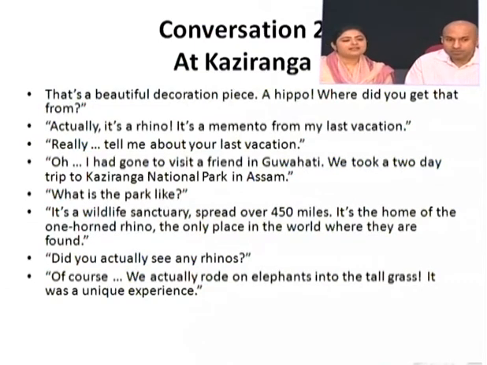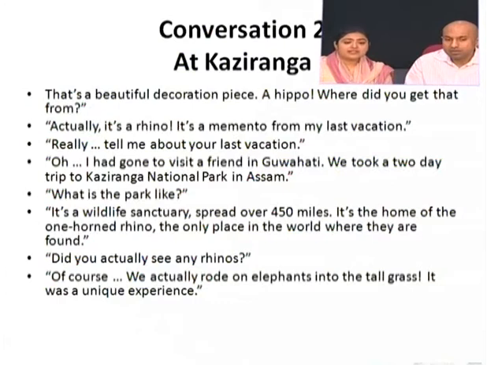That's a beautiful decoration piece. A hippo. Where did you get that from? Actually, it's a rhino. It's a memento from my last vacation. Really? Tell me about your last vacation. Oh, I had gone to visit a friend in Guwahati. We took a 2-day trip to Kaziranga National Park in Assam. What is the park like? It's a wildlife sanctuary spread over 450 miles. It's the home of the one-horned rhino, the only place in the world where they are found.